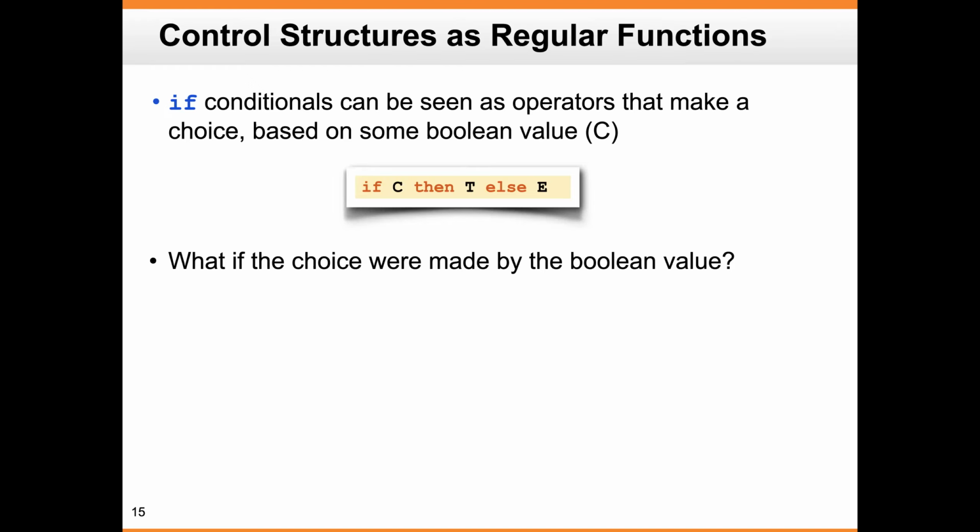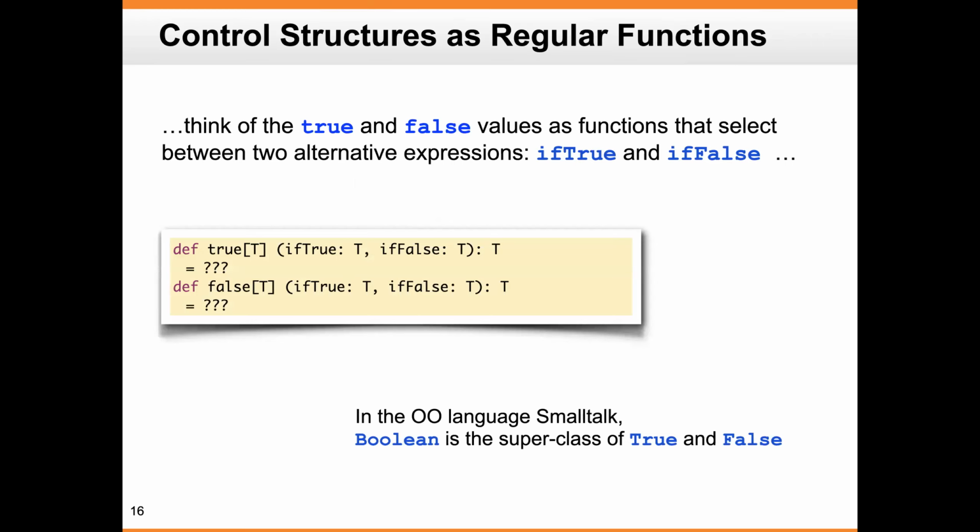Now, think of it as if the choice was made by the Boolean values. So one could think of the Boolean values, true and false, as functions that select between two alternative expressions to evaluate, which are passed to them as parameters, the if true expression and the if false expression. So in the yellow box, you see a template Scala definition of the functions true and false.